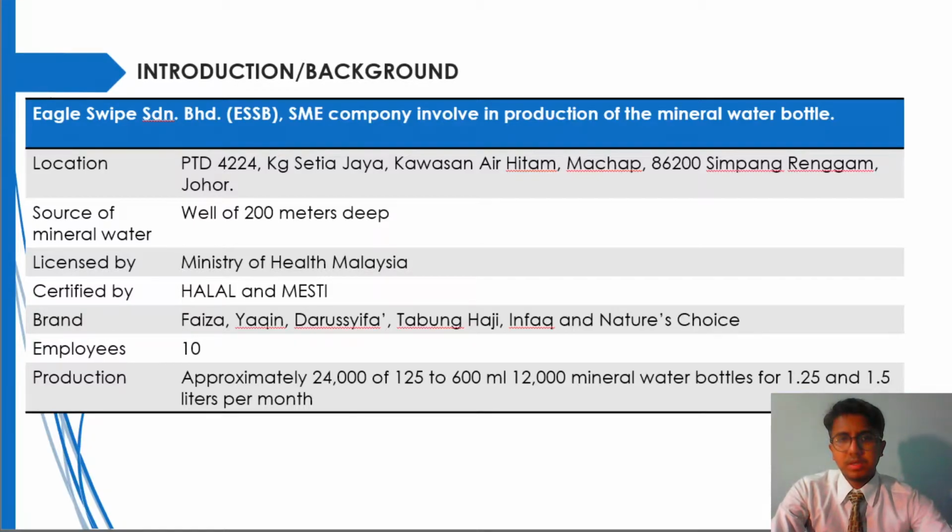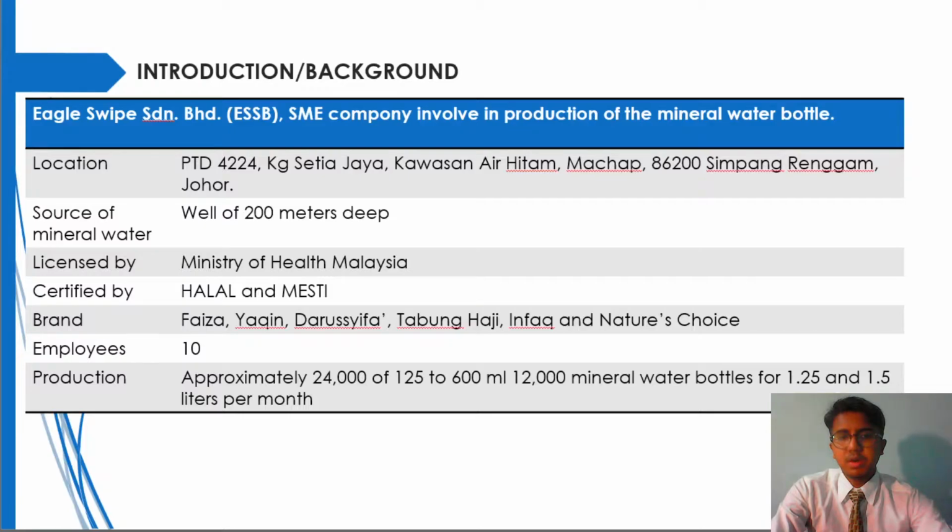Swatsander Berhad, or ESSB, is an SME company involved in the production of mineral water bottles. The production plant of this company is located at Simpang Renggam, Johor, where the water is obtained from a well 200 meters deep. The production of mineral water is licensed by the Ministry of Health Malaysia and certified by Halal Al-Masti. Brands such as Faiza, Yakin, Darushifa, Tabung Haji, Infaq and Nature Choice are produced at the ESSB plant.